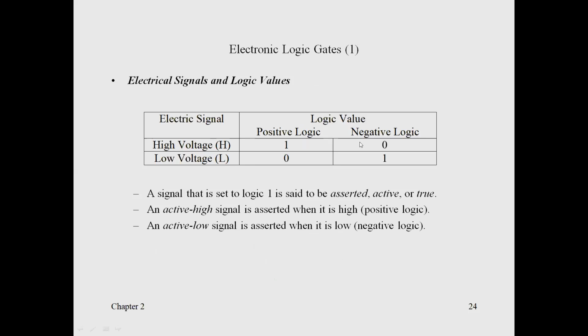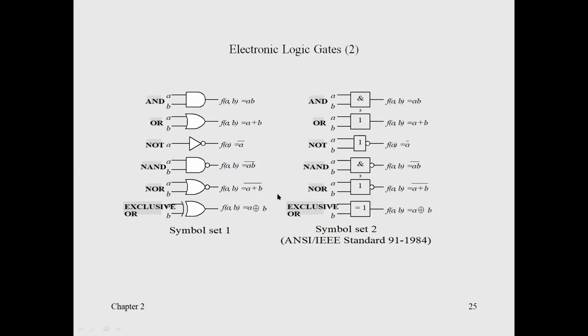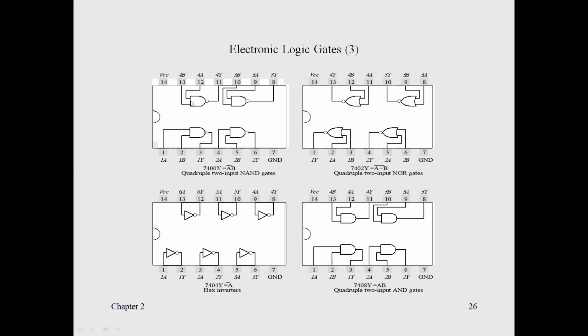It is also called active high or active low, whatever. So as you can see here, the typical brief of all the gate operation. As you can see here, AND gate, OR gate, NOT gate, and so on. You can see here all the operations here. Okay, and this is as per IEEE standard 1994. Okay, and in the lab we will see.